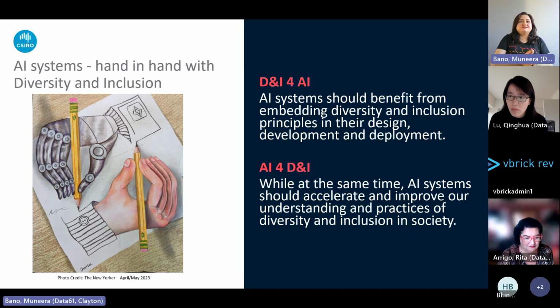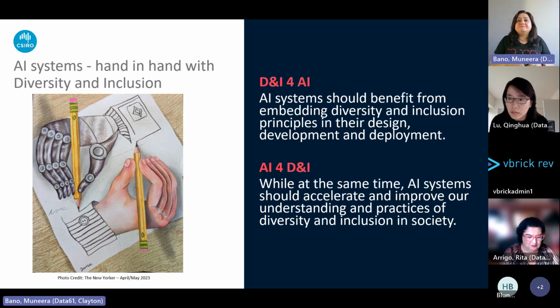The first is D&I for AI, which is that AI systems should benefit and embrace the diversity and inclusion principles in their design, development, and deployment. We already have some really good research out there on diversity and inclusion. How would that guide an AI design? And at the same time, how can existing AI solutions enhance D&I? They can accelerate and improve our understanding and practices of diversity and inclusion in society.